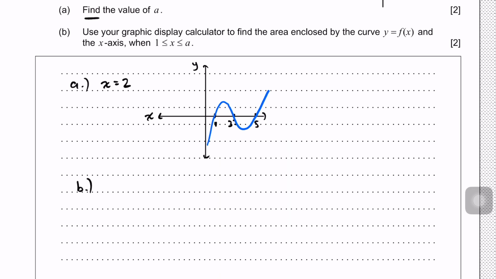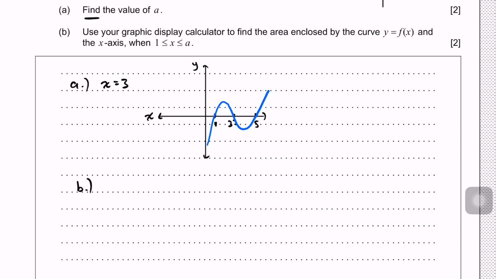Part B. Use your graphic display calculator to find the area enclosed by the curve y equals f of x and the x-axis when x is greater than or equal to 1 and less than or equal to a. Okay, so here's the x-axis, here's the function, here's 1, and this is a. So these are the bounds, the x-axis, the function, starting at 1 and then going up to when a is equal to 3, a little absent-minded. When x is equal to 3.